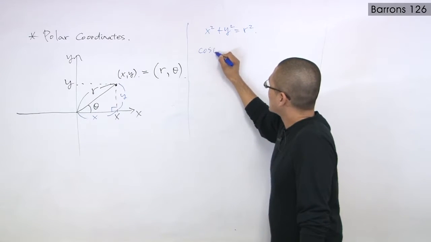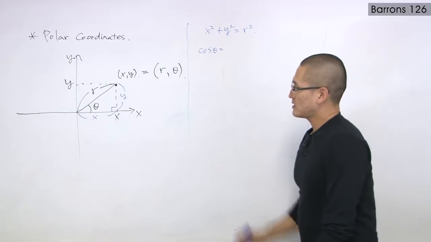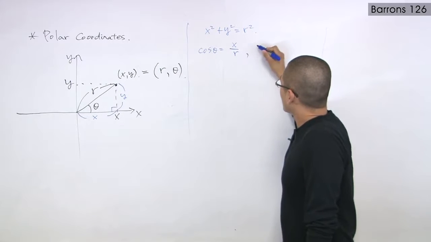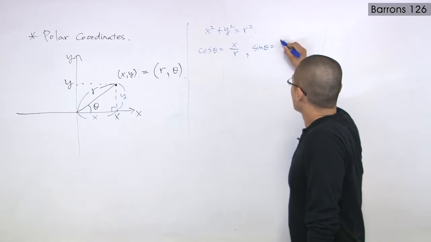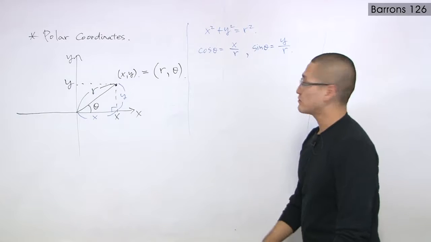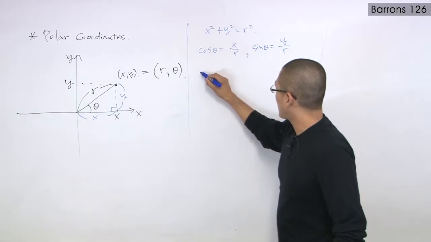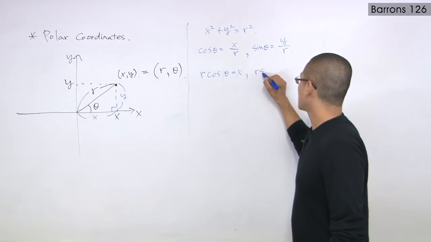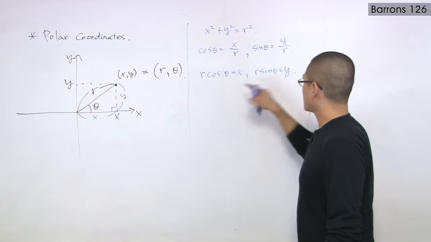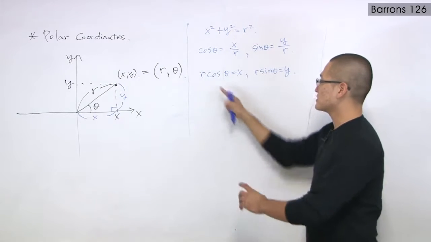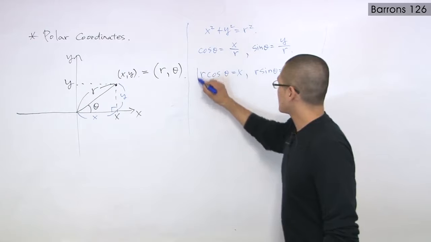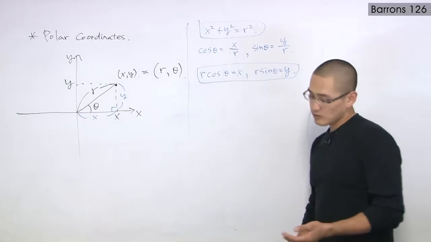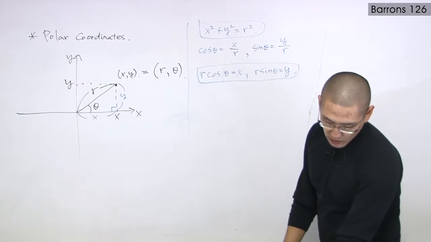Cosine theta is equal to adjacent over hypotenuse, right? So it's going to be x over r, and sine theta is equal to opposite over hypotenuse, so y over r. But we could bring that r to the other side, so we get r cosine theta is equal to x, r sine theta is equal to y. So this is how we can express x and y once we know r and theta. So these are the three things that I want you to memorize or put in your calculator so you can always convert, right?